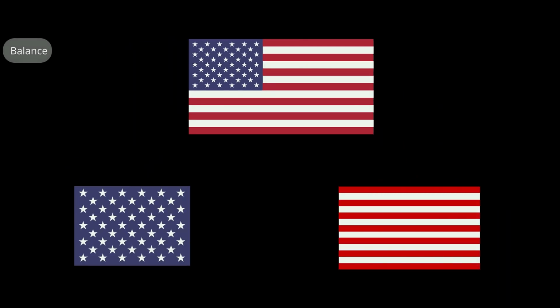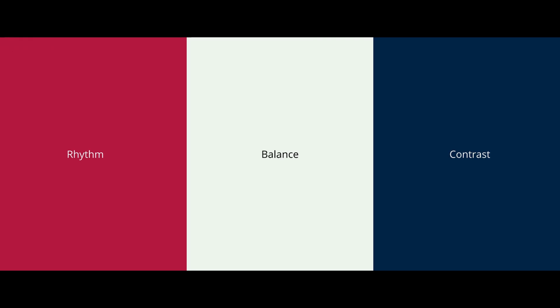For balance, the American flag can be divided into 2 parts. They are a rectangle with 50 stars in the upper left corner and a bigger rectangle with 13 stripes. This is the balance in design. For contrast, the main colors of the American flag are red, white, and blue. Red contrasts with blue. Red is from the warm half of the color wheel, and blue is from the cool half. All these principles make the flag look more eye-catching and harmonious.